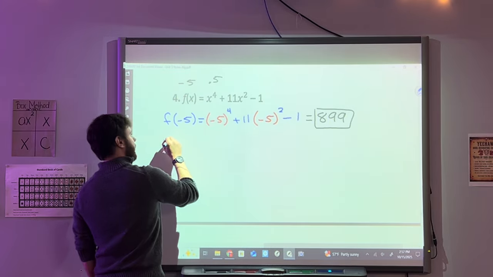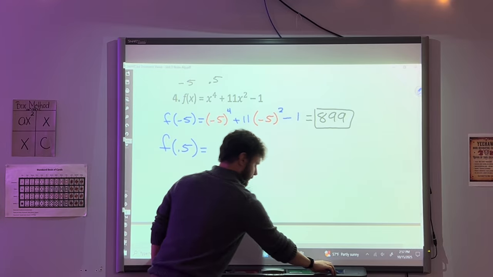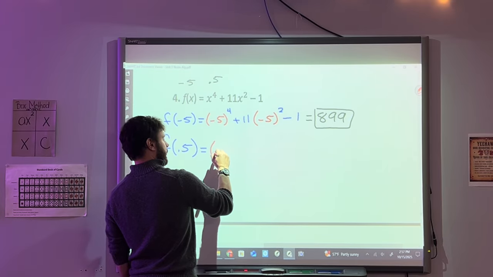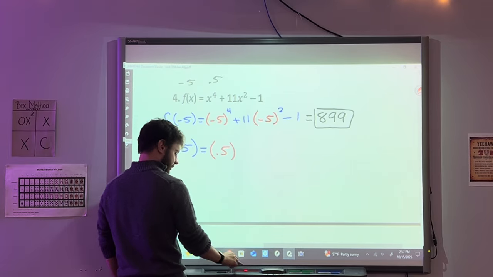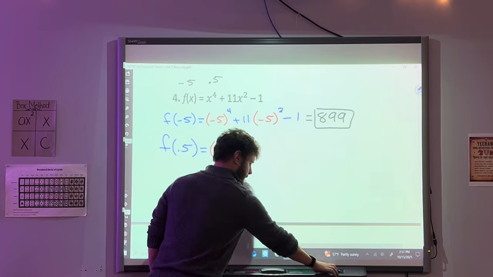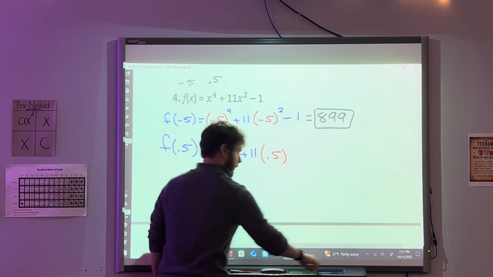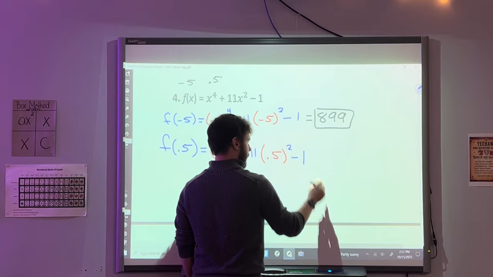Do the same thing, f of 0.5. 0.5 raised to the 4th, plus 11, 0.5 squared, -1. Okay.